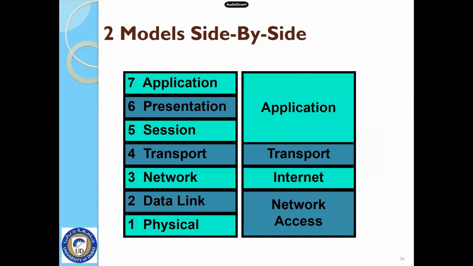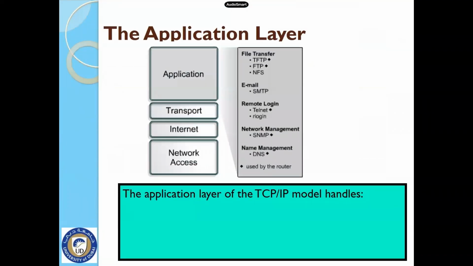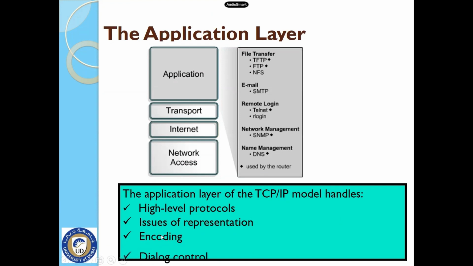Okay, so in terms of comparison, as I mentioned, we have equivalent jobs. Now the application layer, it handles high-level protocols, issues of representation. There you go, that's the presentation layer. And encoding, this is the job of the presentation also. And then the dialog control, which is the job of the session layer. Dialog control is to make sure that there is a secure connection or there is a path or connection to the destination, like information about the destination. A simple example is the IP address of the destination.